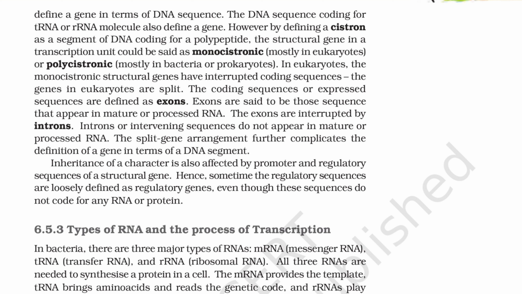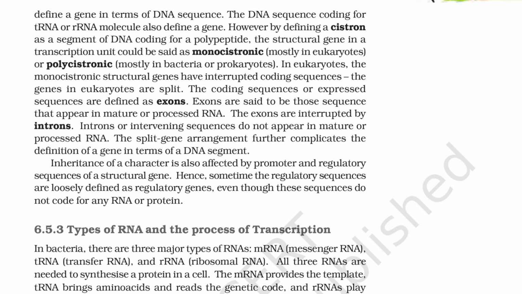Hence, sometimes the regulatory sequences are loosely defined as regulatory genes, even though these sequences do not code for any RNA or protein. Types of RNA and the process of transcription. In bacteria, there are three major types of RNAs: mRNA, messenger RNA, tRNA, transfer RNA, and rRNA, ribosomal RNA. All three RNAs are needed to synthesize a protein in a cell.